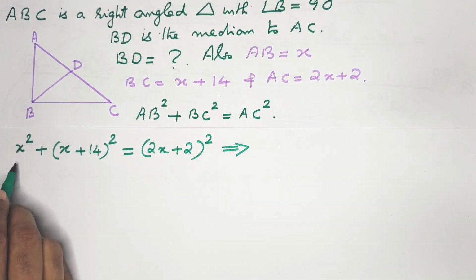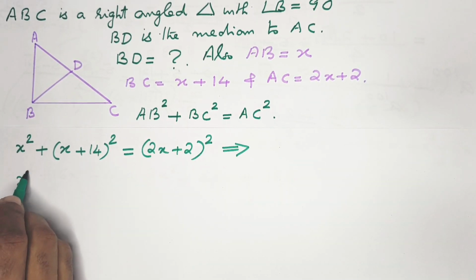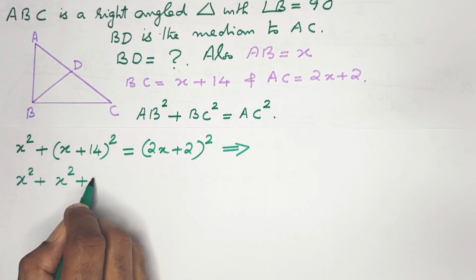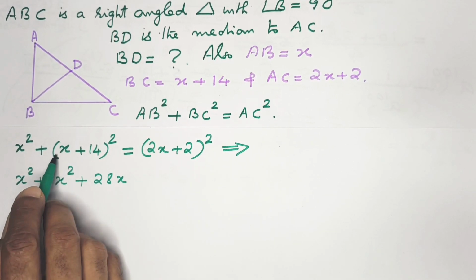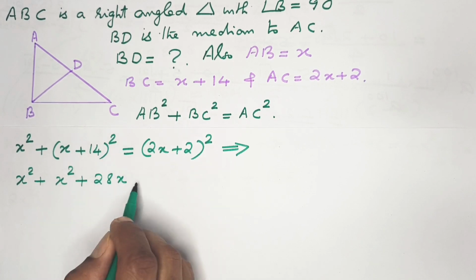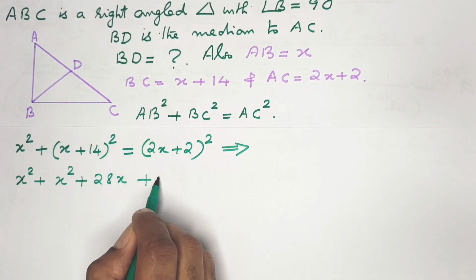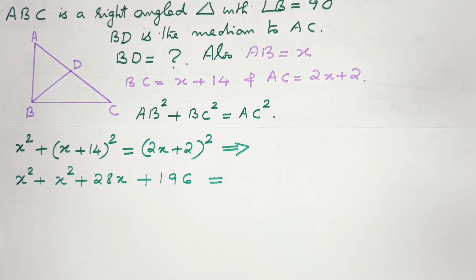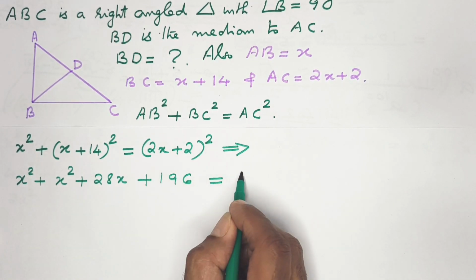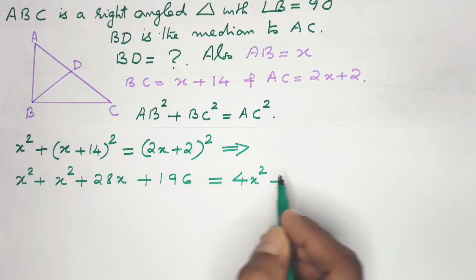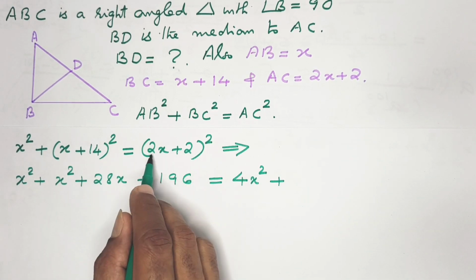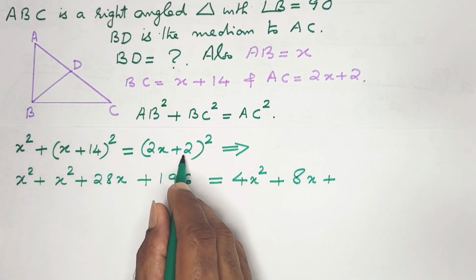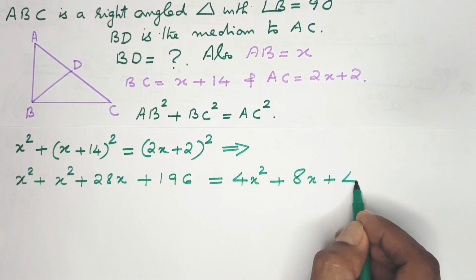This implies on the left you have x squared. Remove this bracket, and you will get x squared plus 28x, which is the 2ab term, 2 multiplied by x multiplied by 14. Then comes b squared, which is 14 squared, and 14 squared is 196. On the right you will have (2x) squared, which is 4x squared, plus 2ab, that is 2 multiplied by 2x multiplied by 2, which is 8x. Then comes b squared, that is 2 squared, which is 4.